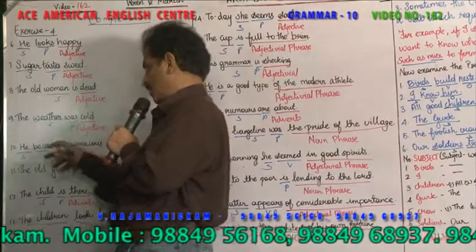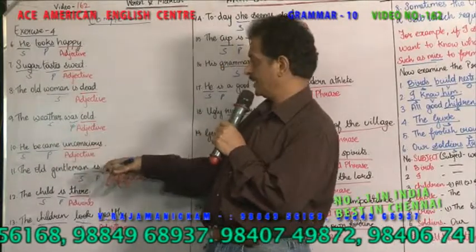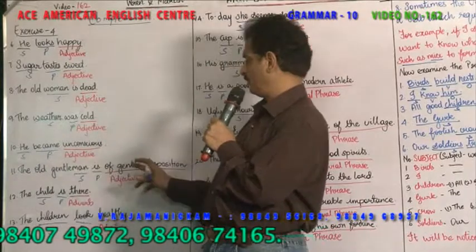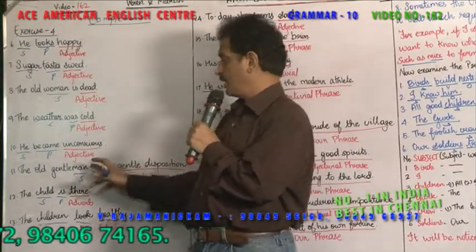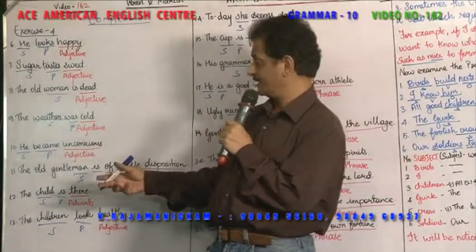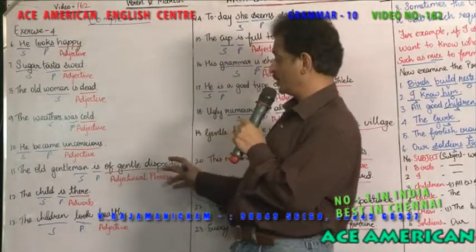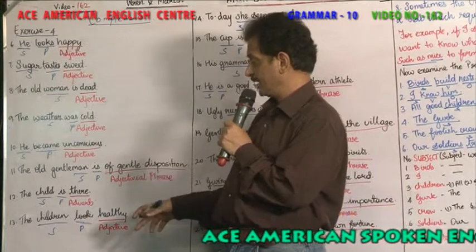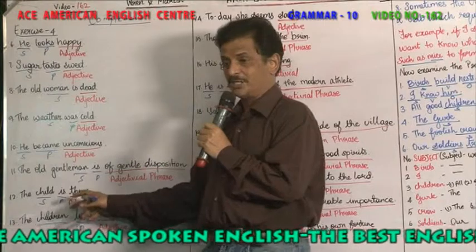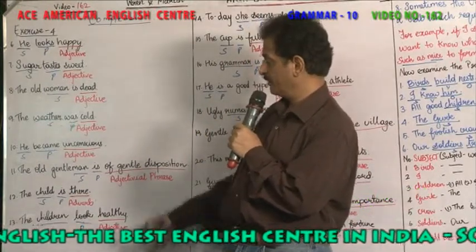He became unconscious. He and the state of unconscious, both are same. So he is the subject, became is the verb or predicate, and unconscious becomes an adjective predicative complement. The old gentleman is of gentle disposition. Man is the subject word, is is the predicative. Of gentle disposition becomes an adjectival phrase. The child is there. So the child is the subject, is is the predicative. There becomes an adverbial complement or adverbial predicate.